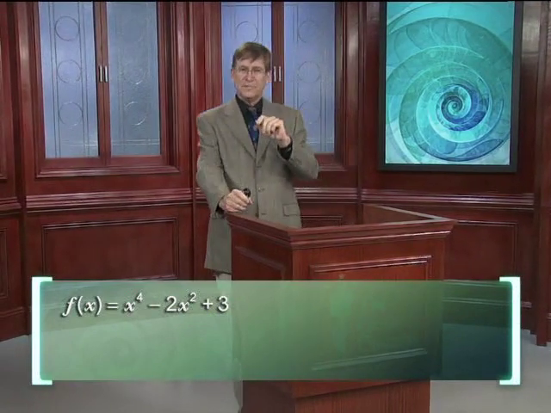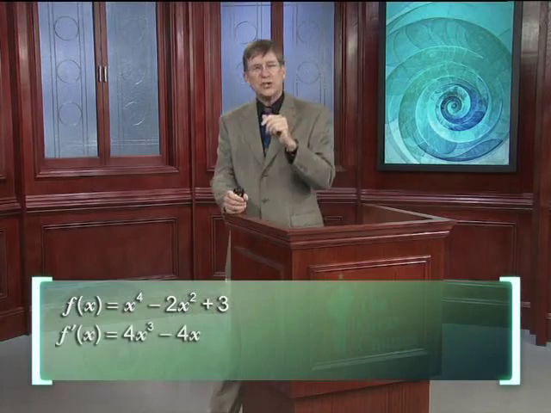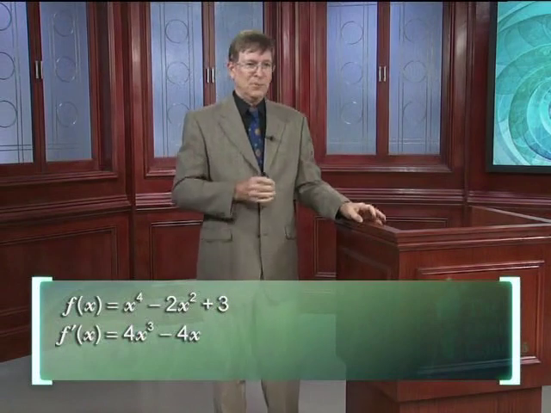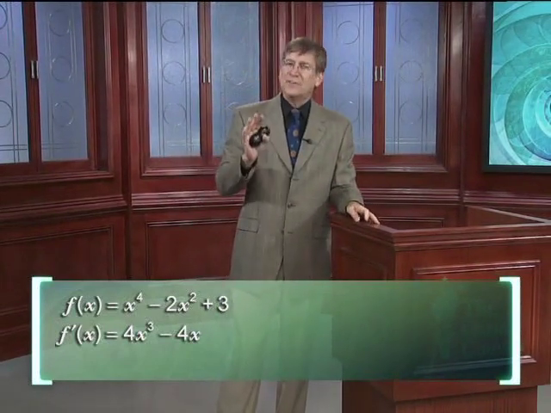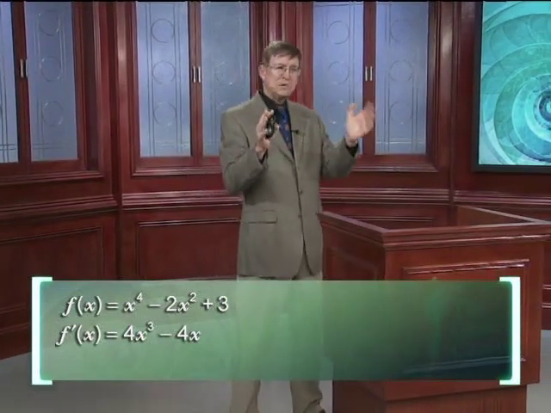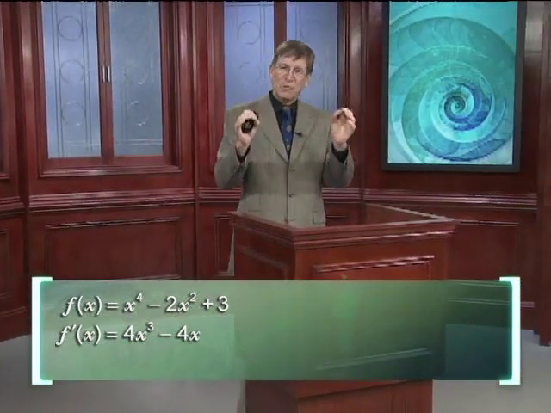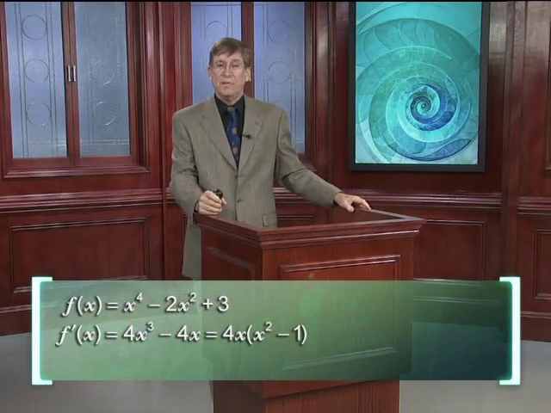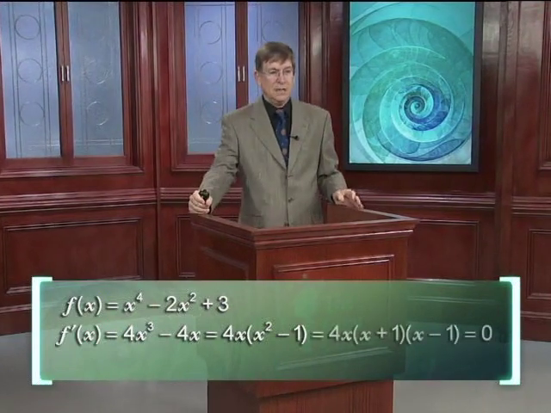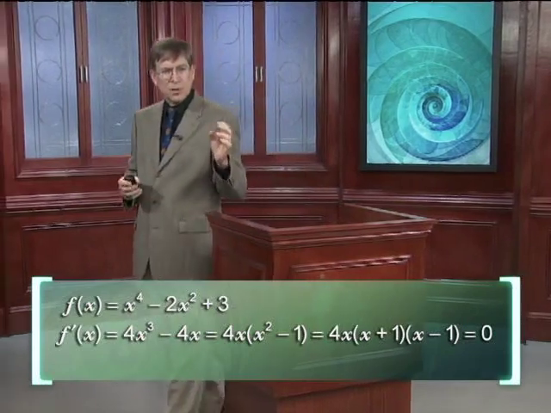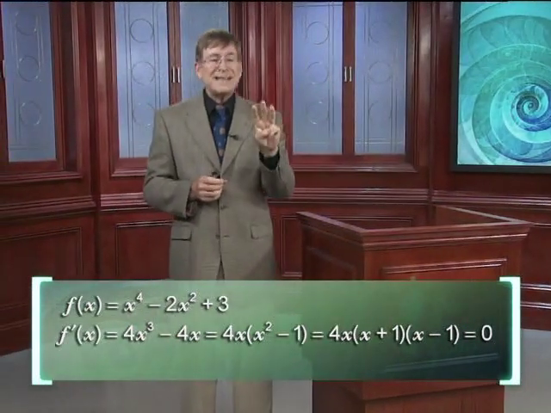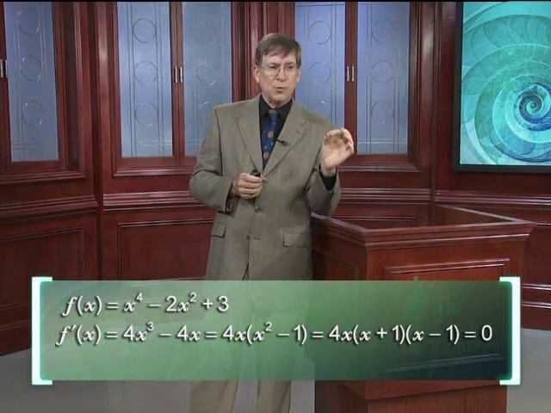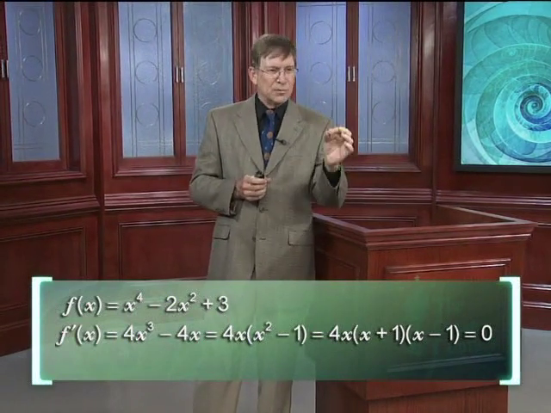Well, let's take the derivative. The derivative would be 4x cubed minus 4x plus 0, because the derivative of a constant is 0. And now let's factor that. Here's a case where you do have to simplify your derivative because we want to factor it. We'll factor out the 4x, and that leaves x squared minus 1, and then factor that to be 4x times x minus 1 times x plus 1. We see that there are 3 solutions to this equation, and at each of those points, the derivative is 0.